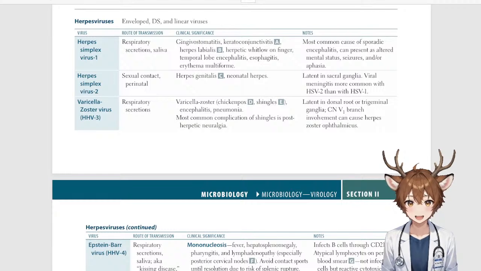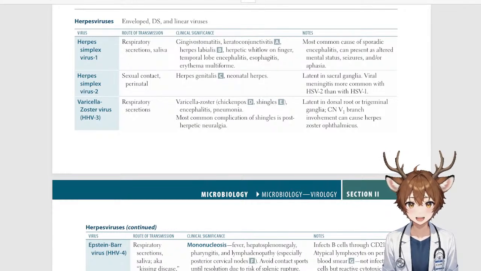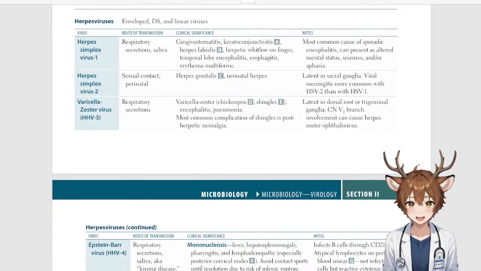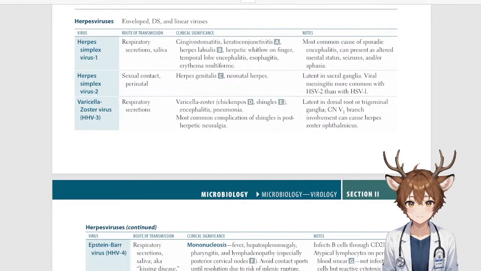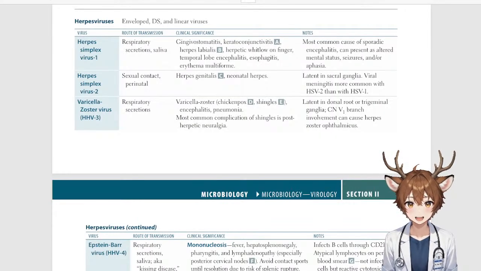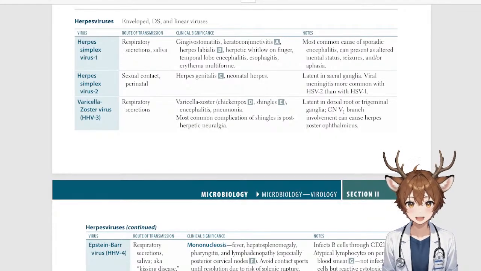What about varicella zoster virus, which is HHV3? Its route of transmission is respiratory secretions and contact with fluid from vesicles. It causes varicella, which is chickenpox, and shingles, encephalitis, and pneumonia. The most common complication of shingles is post-herpetic neuralgia. Additional notes: latent in dorsal root or trigeminal ganglia; cranial nerve V1 branch involvement can cause herpes zoster ophthalmicus.